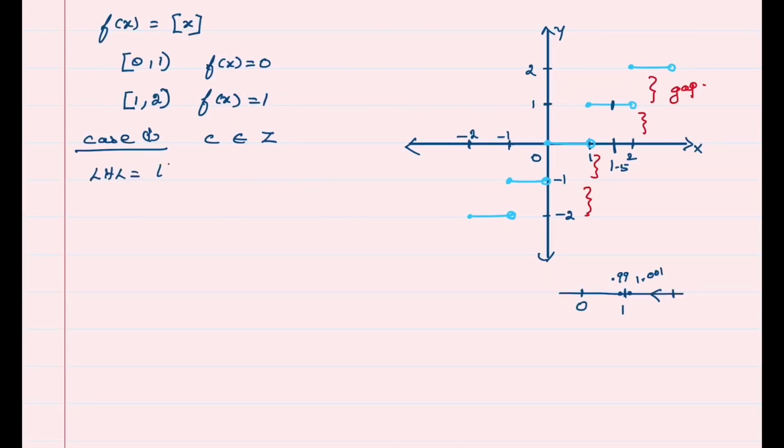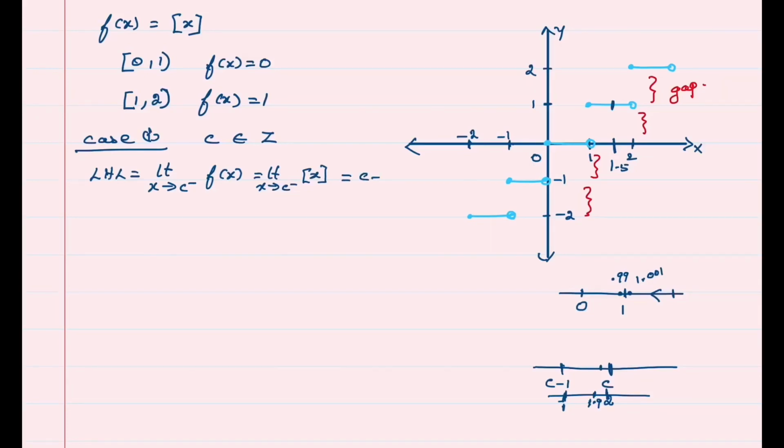LHL is equal to limit as x tends to c minus of f of x, and f of x is the greatest integer function. As x approaches c, where c is an integer, let us take a very close left hand side value of c. The greatest integer function will become c minus 1. For example, if we consider the integer 2, let us take a very close value on the left side of 2. Let us take 1.9. The greatest integer function of 1.9 becomes 1. Therefore, limit as x tends to c minus of the greatest integer function becomes c minus 1.